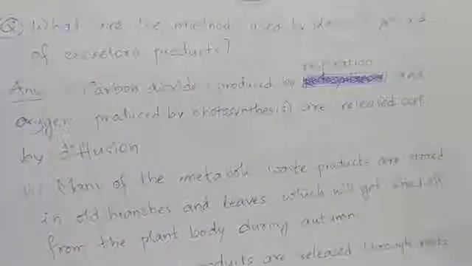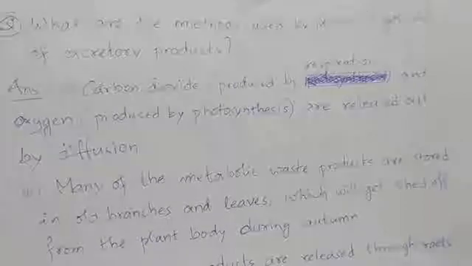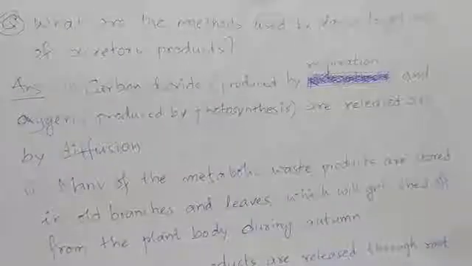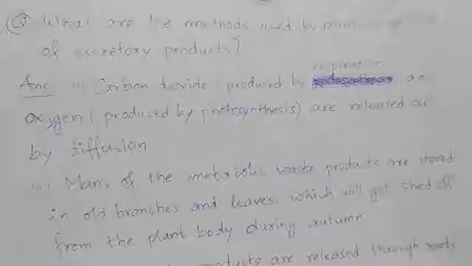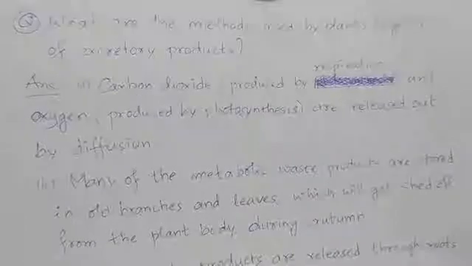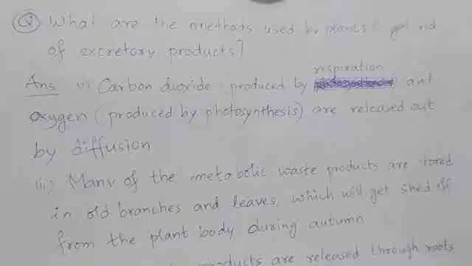Next question. What are the methods used by plants to get rid of the excretory products? Like how in animals excretory products are formed, in the same way, even in plants also, by their metabolic activities, many excretory products are formed. But plants do not have an excretory system in order to get rid of their excretory products. Then how do they get rid of the excretory products?